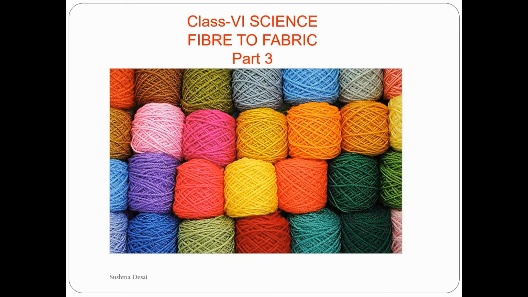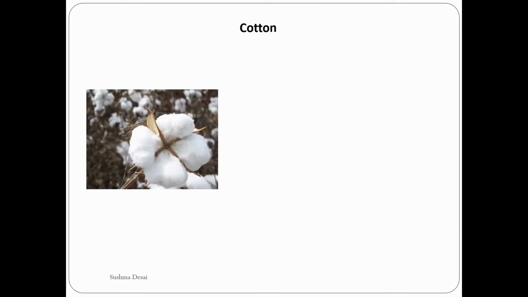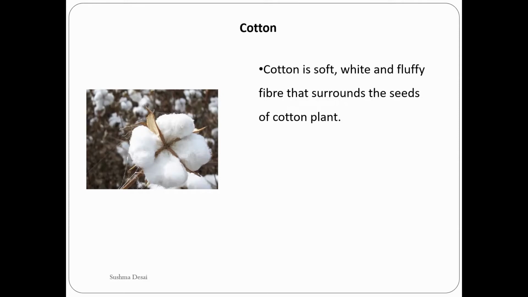We'll continue our study with the Science chapter, Fiber to Fabric. We'll be studying about cotton, the most common fiber, which is used on a large scale for many things. We use this fiber or fabric, that is cotton. If you've seen cotton, when you look at it, how does it look? It is white, it is soft, it is fluffy. When you look at it, you see all these characteristics.